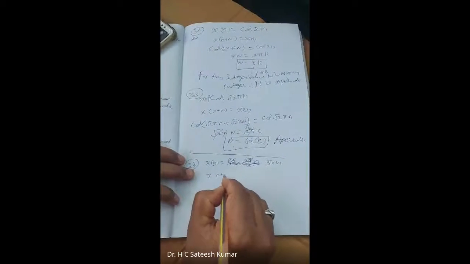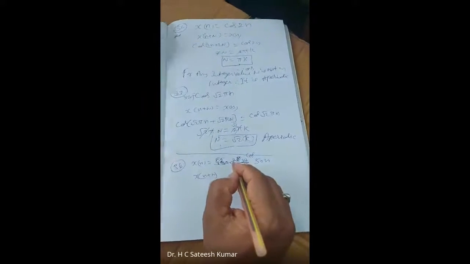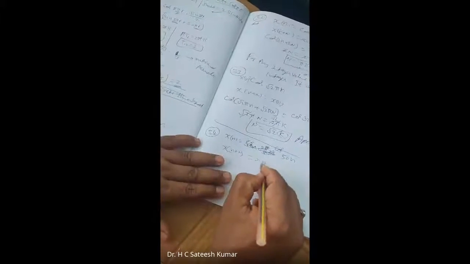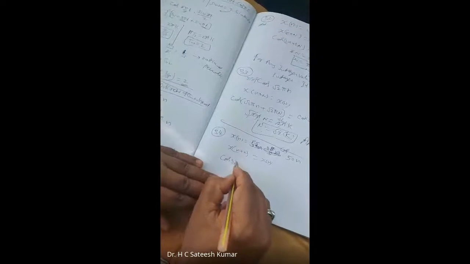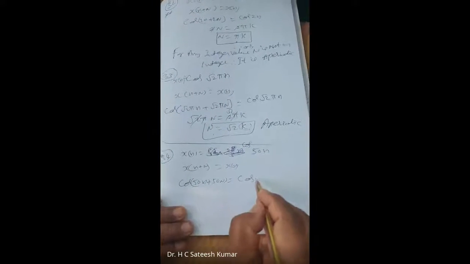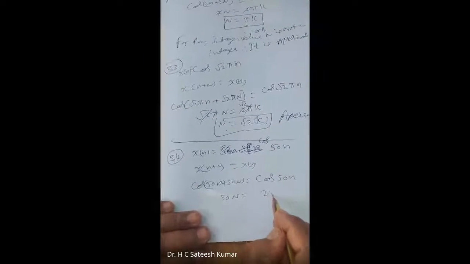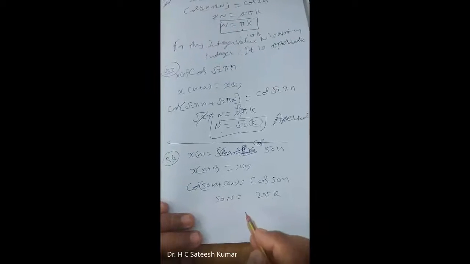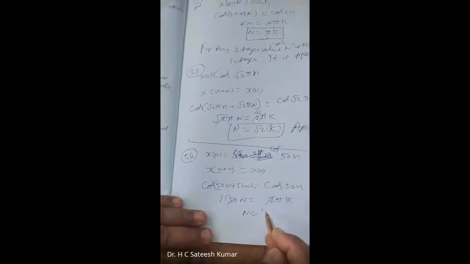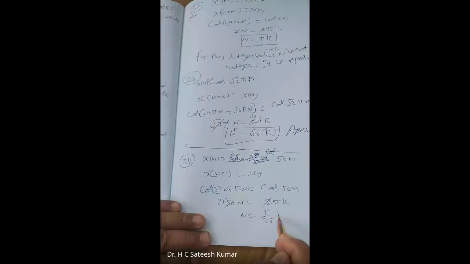x of n plus N is equal to, that is cos or sine, you take it, sorry. x of n plus N is equal to x of n: cos of 50n plus 50N should be equal to cos of 50n. When these two are equal, 50N should be equal to 2 pi k. N should be equal to, this is 25 times, N should be equal to pi by 25 into k.